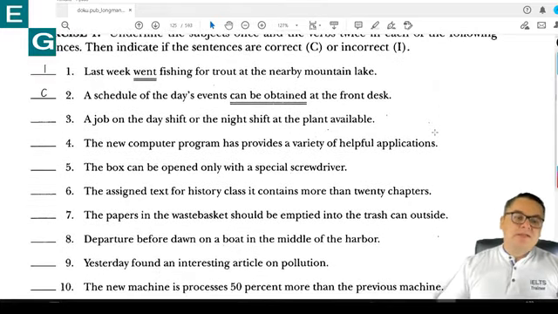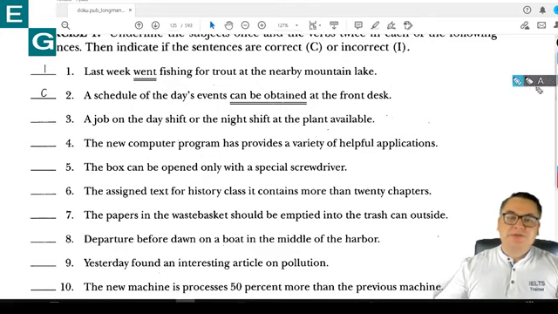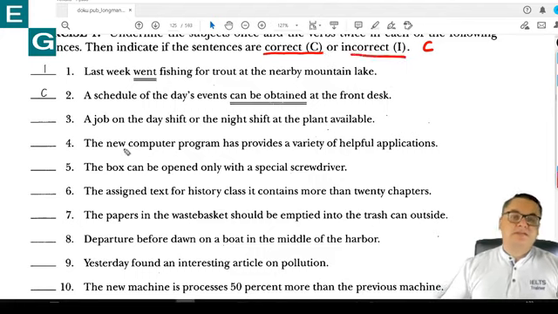Now, in this exercise, we're going to pay attention to these sentences, and we're going to identify the subject and the verb. If it is okay, we are going to just say it is correct with a C. If it is not, we're going to say it is incorrect. So let's have a look.